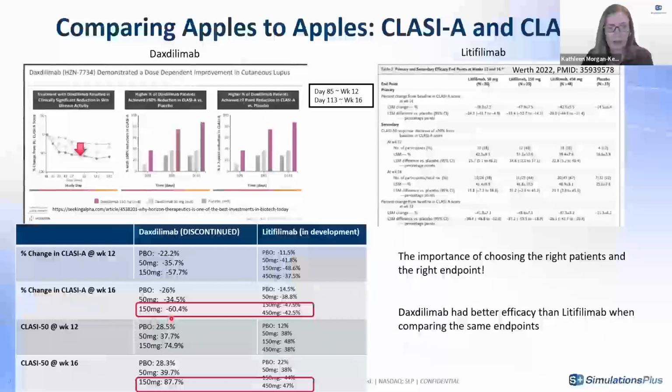And what we find is when we look at daxdilimab versus litifilimab, daxdilimab actually had a greater reduction in Class A and a greater reduction in Class E50. This highlights the importance of choosing the right patients and the right endpoints.